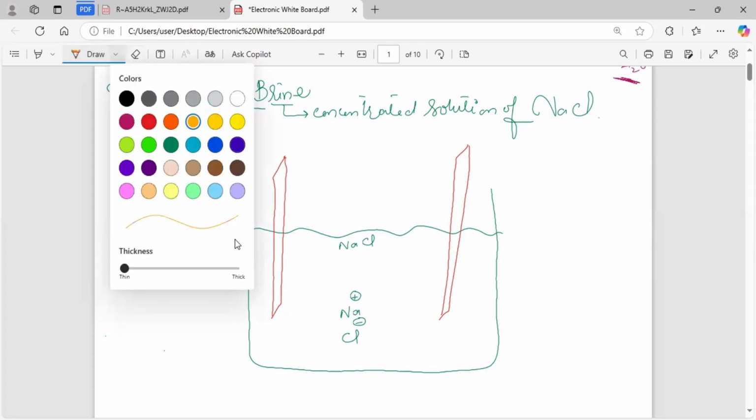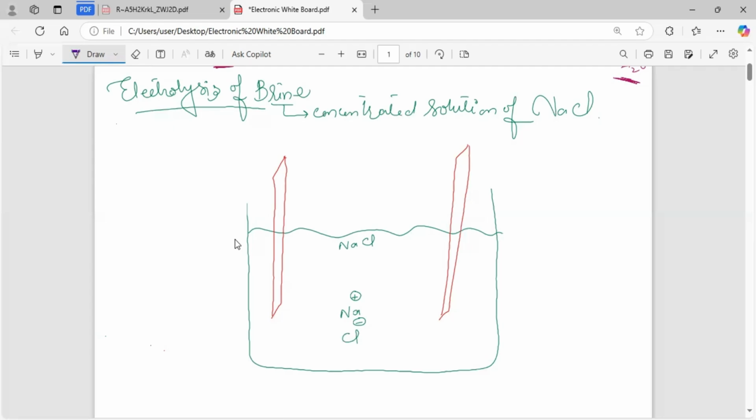So the electrode that is connected to the negative terminal of the battery will be called the cathode. We studied that yesterday in our previous class. Similarly, the electrode that is connected to the positive terminal of the battery will be called the anode.